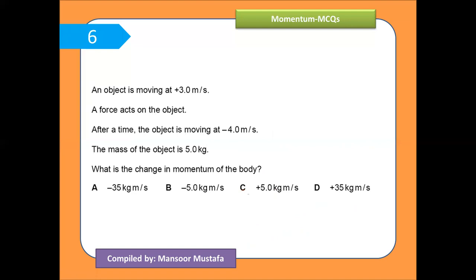Now next question, this is again a very important question. It is important because in this question you are given the signs along with the magnitudes of the velocities. These signs, positive and negative, are actually representing the directions of the velocities. Now see, it is mentioned an object is moving at plus 3 meter per second. It means that, let's say we are considering this as the right direction, it is moving in the right direction. A force acts on the object. After a time, the object is moving at minus 4 meter per second. It means that after applying that force, the object has started moving in the opposite direction.